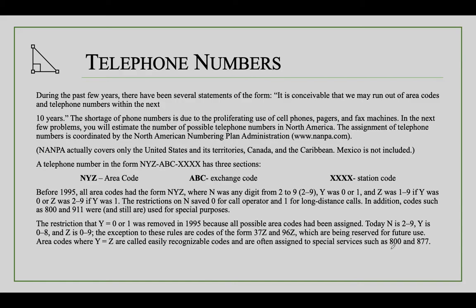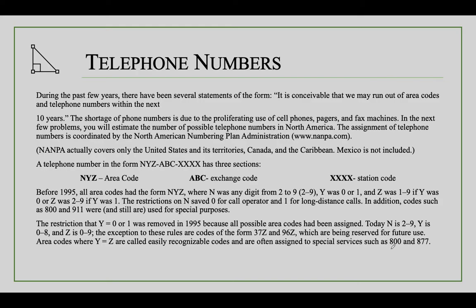That's more like it. That was a little bit worded weirdly. The restrictions on N saved 0 for call operator and 1 for long distance calls. In addition, codes such as 800 or 911 were and still are used for special purposes. The restriction that Y equals 0 or 1 was removed in 1995 because all possible area codes had been assigned. Today, N is 2 to 9, Y is 0 to 8, and Z is 0 to 9.